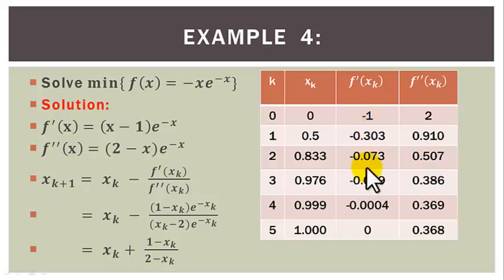If we continue, by the time we get to k equal to 5, you will notice that f prime x5 is 0 and f prime prime x5 is 0.368, which is greater than 0, meaning that we can stop at this point. That is, f prime x5 is 0, f prime prime x5 is greater than 0, and our x5 is 1.000, meaning that the optimal solution is x star equal to 1.00, and our function value at that point is equal to minus 0.368.